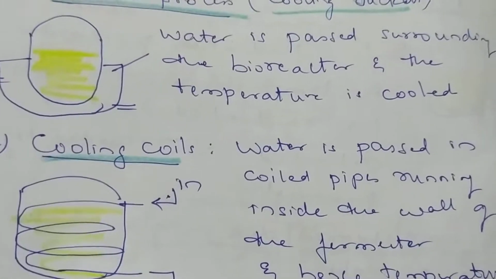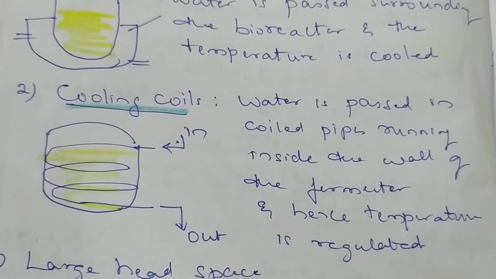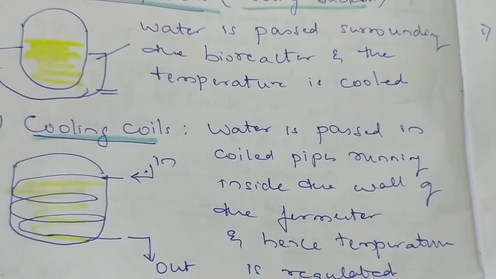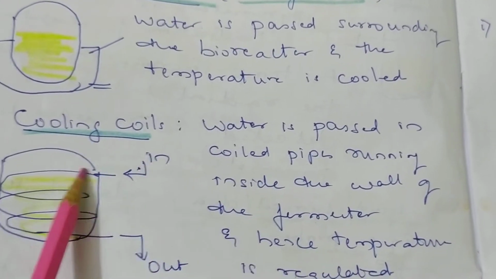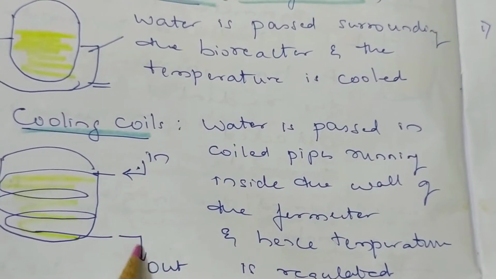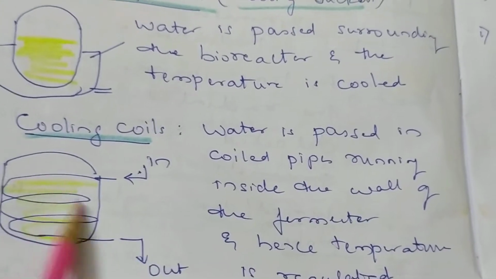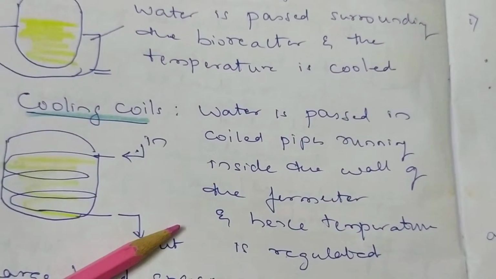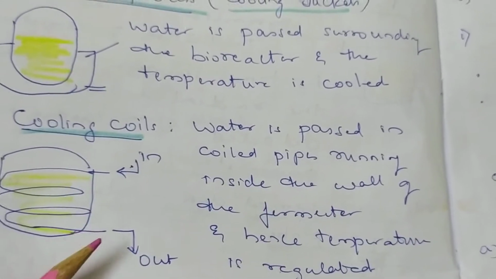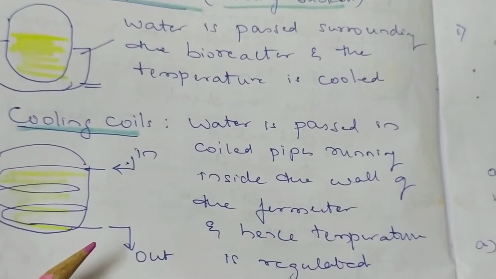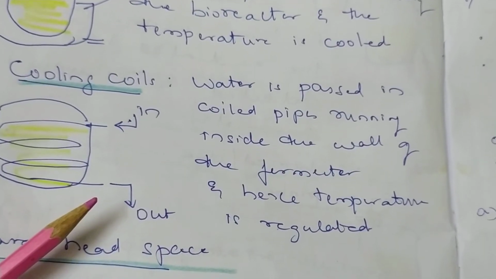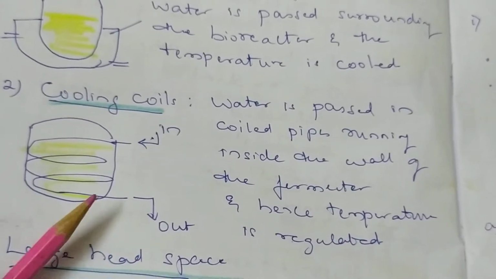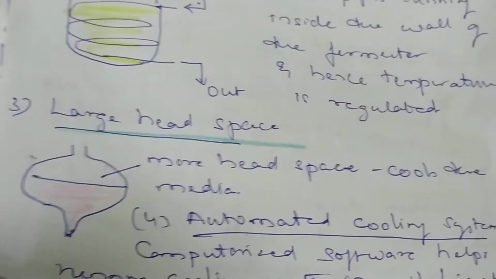A few other modified methods were the cooling coils. In the fermenter wall itself, you have a coil running. You allow cool water to pass, and as the water enters the coil and runs out, the medium inside will get cooled. Cooled in the sense that the temperature should be brought down, of course not below the desirable temperature. So that again needs monitoring. Water is passed in the cooling coiled pipes running inside the wall of the fermenter, and then the temperature is regulated, as I told you. So there should be monitors for all these things.